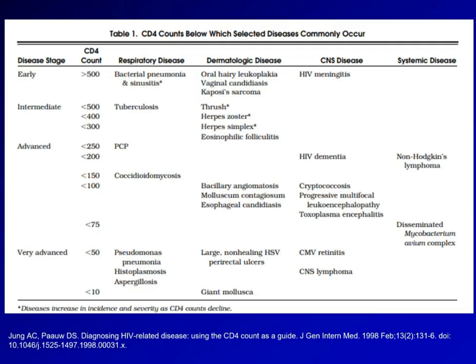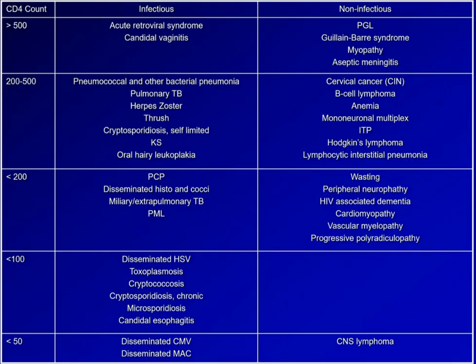These large non-healing HSV-2 perirectal ulcers and giant mollusca are the things that you can see there. Bacillary angiomatosis stands out as being something that also tends to be seen in people who are more immunocompromised. We don't see much bacillary angiomatosis anymore because most of the people in the U.S. are on ART and have suppressed viral loads and preserved CD4 counts.